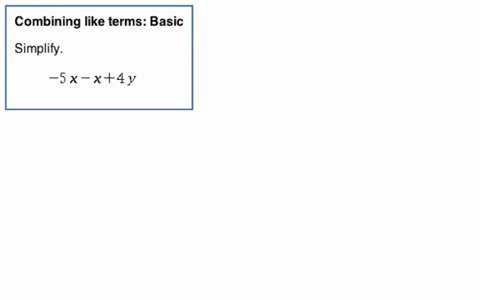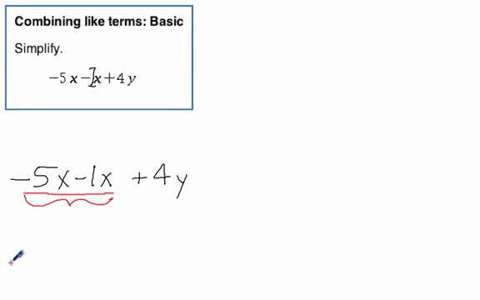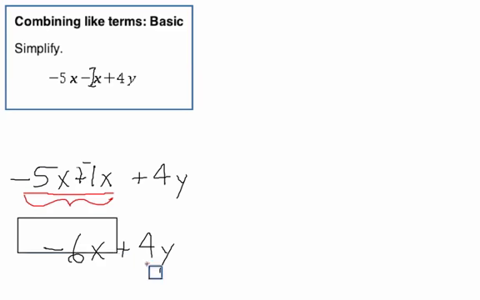One more example. Here we've got a negative 5x minus x plus 4y. Remember the secret invisible 1 here? That's the same thing as a negative 5x minus 1x plus 4y. We notice that these are like terms right here, so they can go together. A negative 5x bump plus a negative 1x makes a negative 6x, and then our plus 4y stays as it is. And there's our answer, all done.